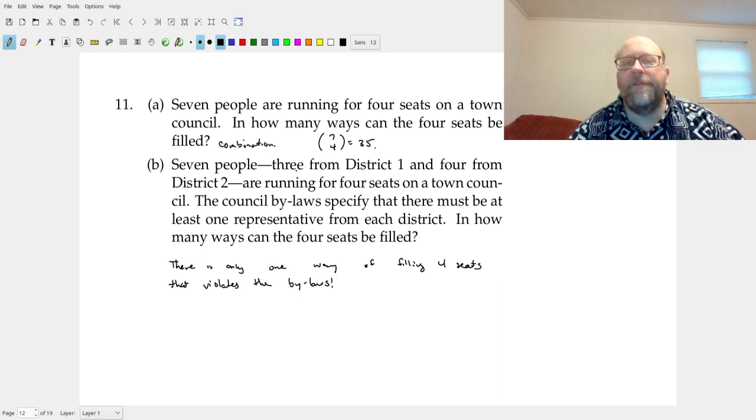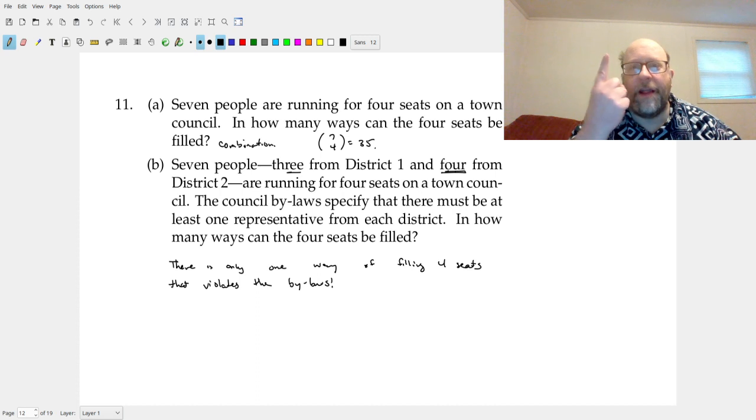Since there are 4 seats and only 3 of them from District 1, I can't fill all 4 seats with District 1 candidates because the 4th seat would have to go to a District 2 candidate. I could fill all 4 seats with District 2 candidates, and that would violate the bylaws. There wouldn't be anybody from District 1, but I would have to use up every single District 2 candidate to do that, and so that only happens in one way. So there's only one way of filling 4 seats that violates the bylaws.